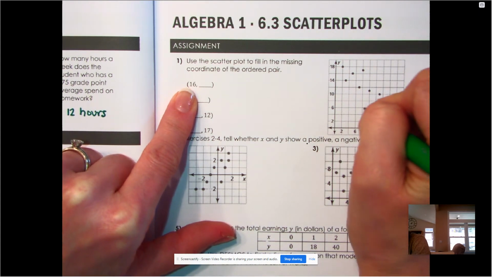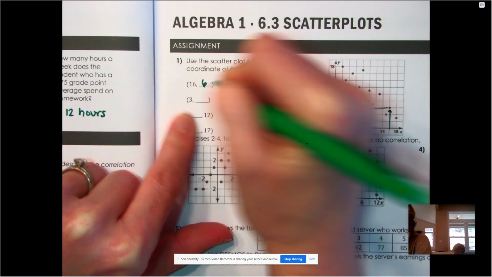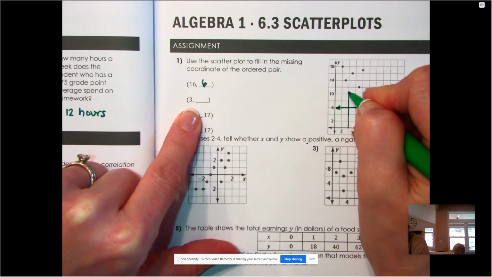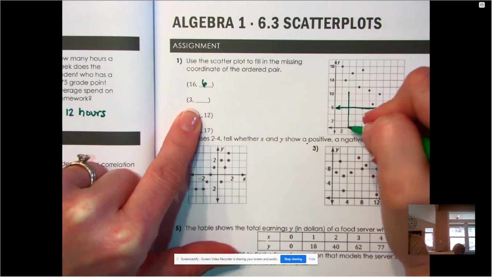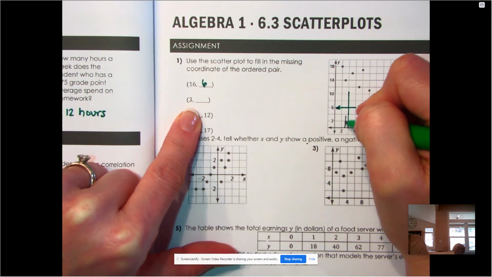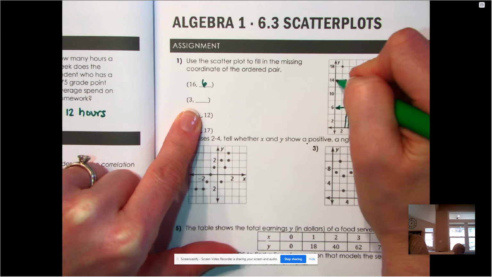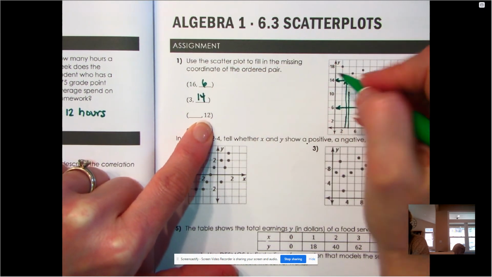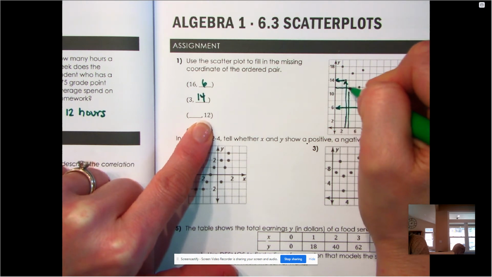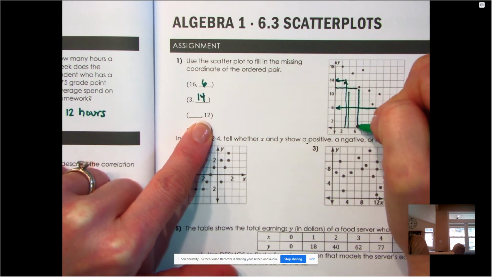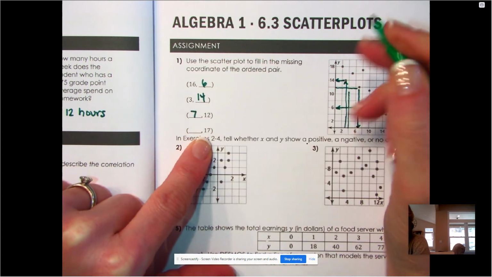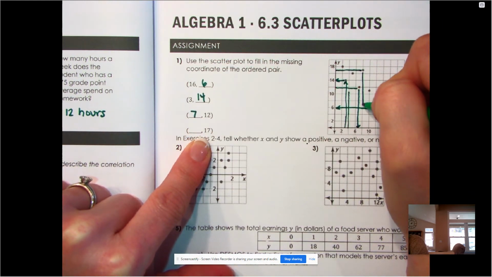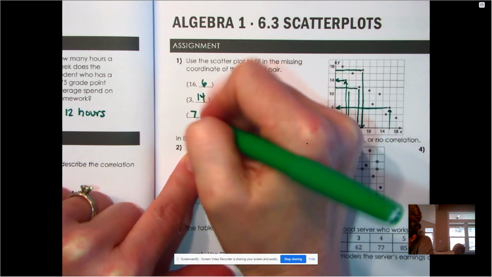If I trace that over, my y value is 6. If the x value is 3, oh, sorry, that's 4, just kidding. They're going by 2s, so the 3 would be right there. The y value would be 14. Now this time I have a y value of 12, and then I need to find the x value, which would be 7. And then when it's 17, that one would be 8.